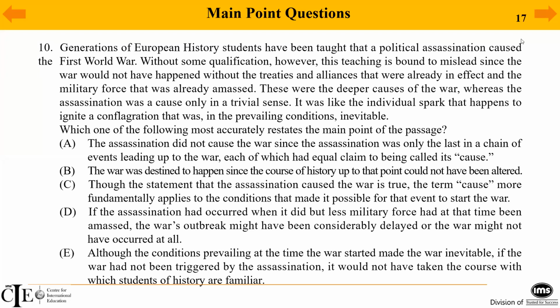A is slightly exaggerating, equal claim, that is exaggeration, right? So the argument is not stating such exaggerated claims. They don't want assassination and other factors also to be equal causes. In fact, the other ones are the main causes. This is the minor one. The war was destined to happen since the course of history up to that point could not have been altered. That we do not know.